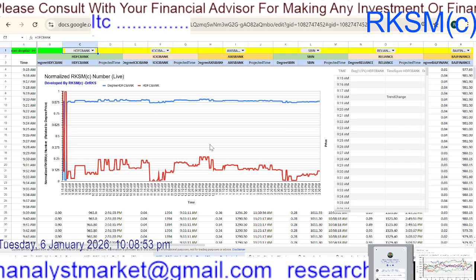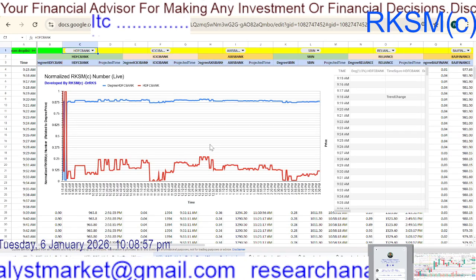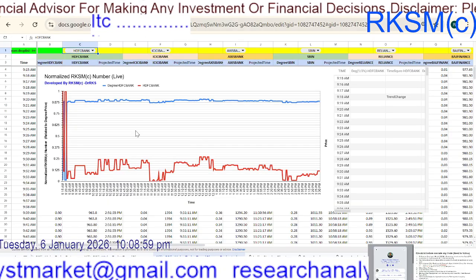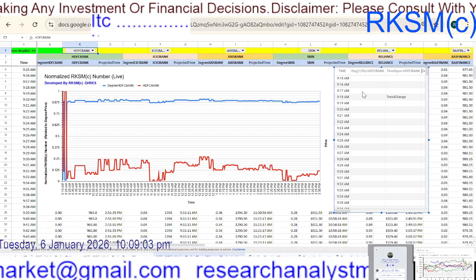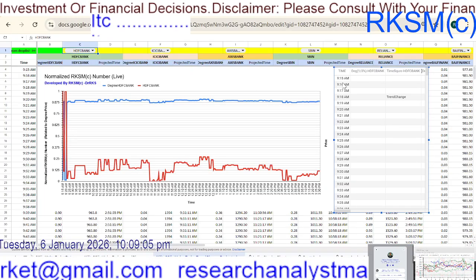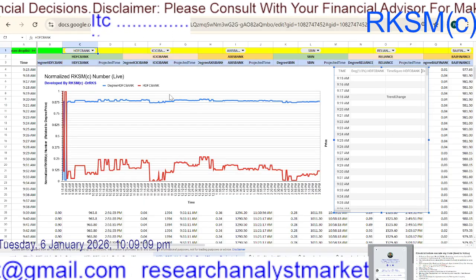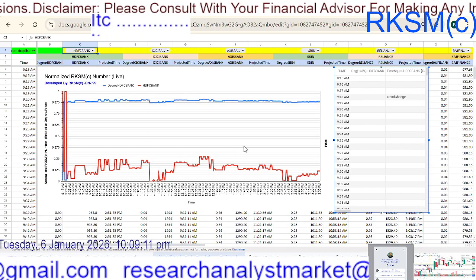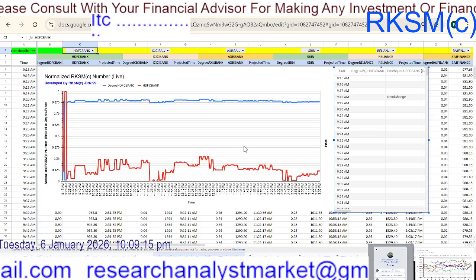ITC stocks. Okay, so now this is our tool. This is the time window where, as you know, the market opens at 9:15 a.m. Then as the market opens, the data will be filled in here. I have built this tool for the index as well as all stocks.